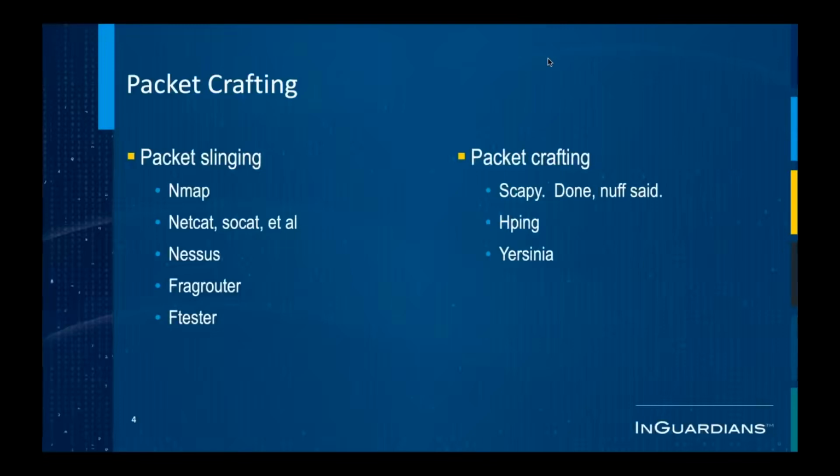Netcat and Socat and all the other derivatives of Netcat, for example, are a great tool for sending packets, redirecting packets, proxying packets, and so forth. Nessus also will craft packets on your behalf. Fragrouter is a proxy tool that will fragment all your packets to evade intrusion detection and intrusion prevention systems. Ftester is a Perl tool that will read, for example, firewall rules or Snort rules, and it'll create packets designed to test those specific rules.